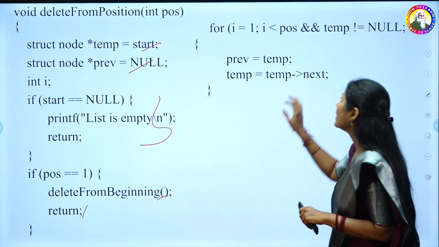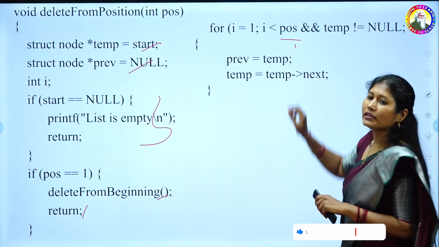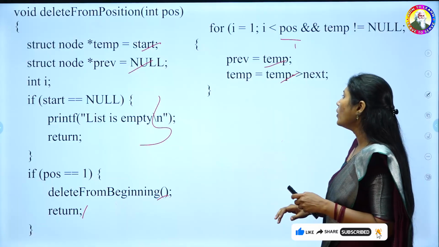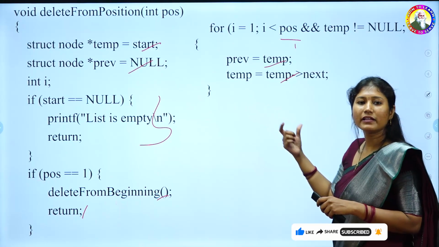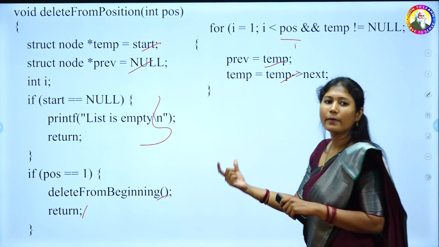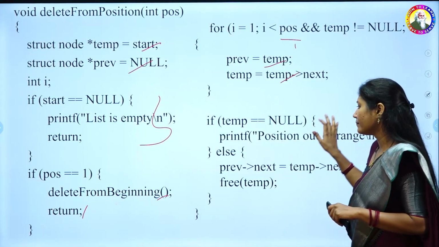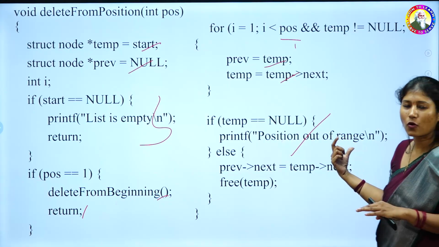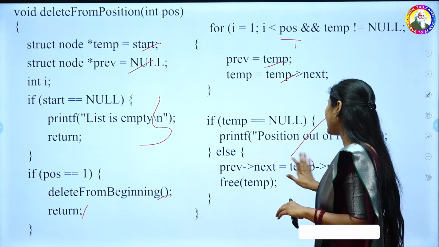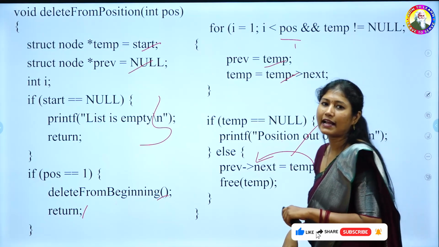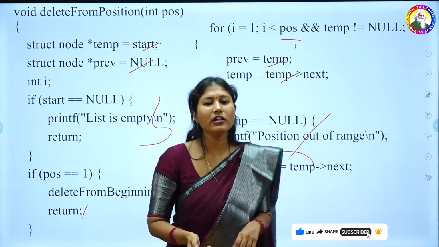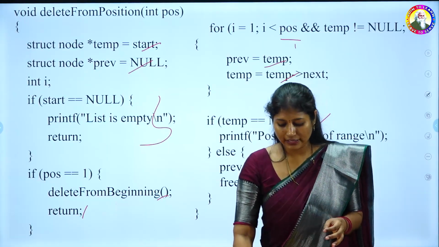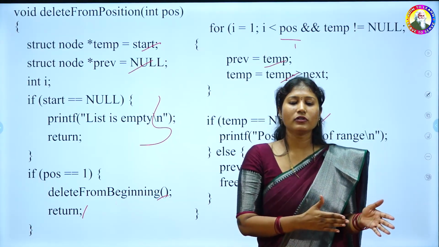Or else, I need to move till less than position, previous equal to temp and the temp equal to temp next. With this one, I will be at the specified position and at the previous pointer. If the temp equal to null, we can say that position is out of the range. Or else, temp next value will be sent to the previous next and then deallocate the memory by using the keyword free of temp. That's it. Now we are going to see the same coding with the adding to the previous one.